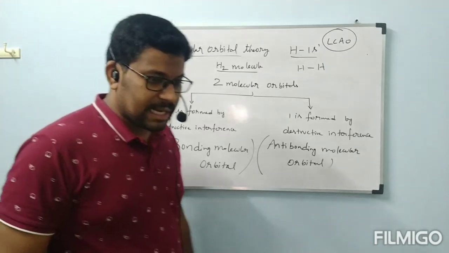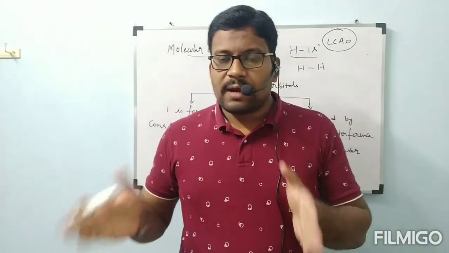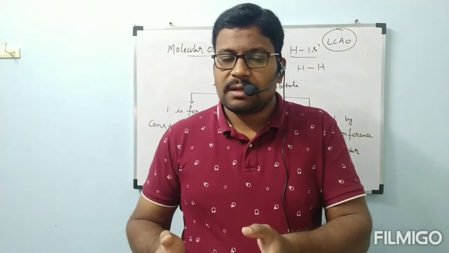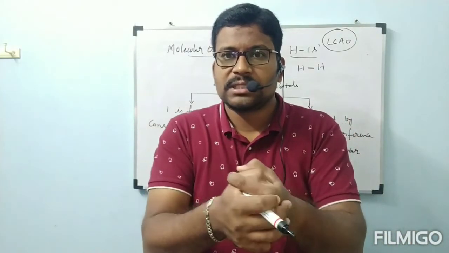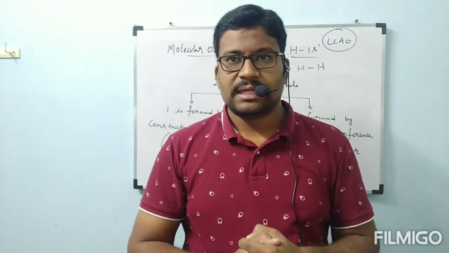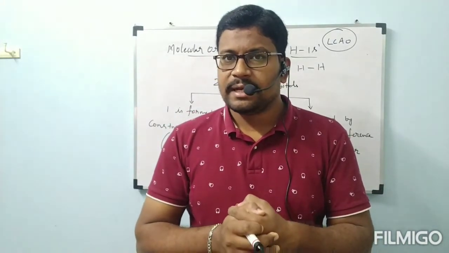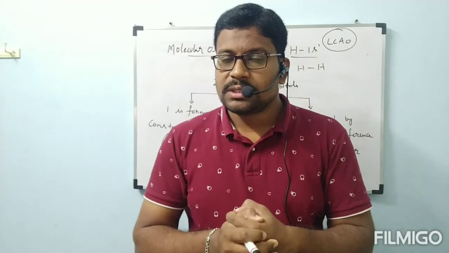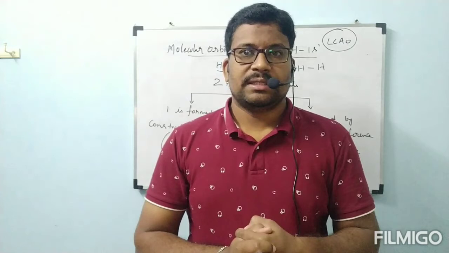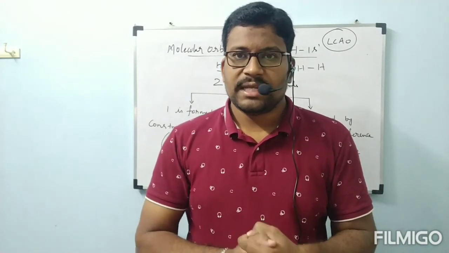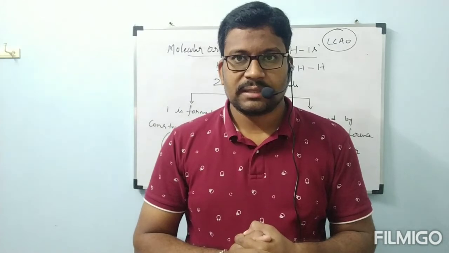Before that, once again I am repeating, one atomic orbital of one atom and another atomic orbital of another atom are going to be combined by the process called LCAO method, that is linear combination of atomic orbitals method. While they are combining like that, they use two possibilities: constructive interference and destructive interference. This is one point.